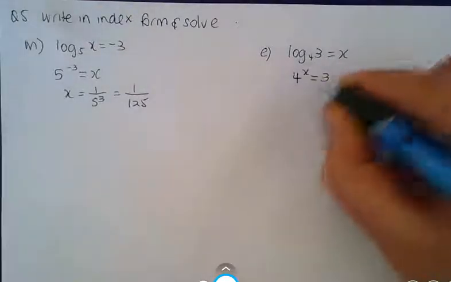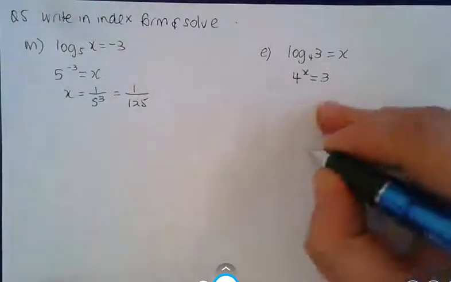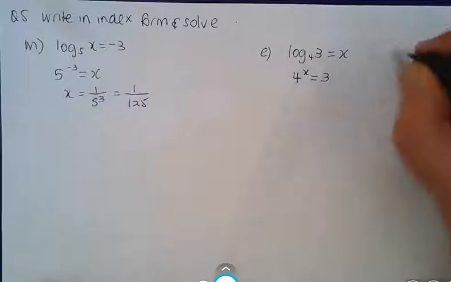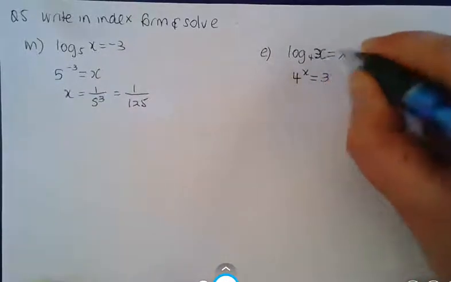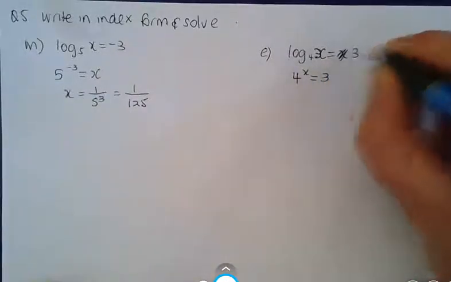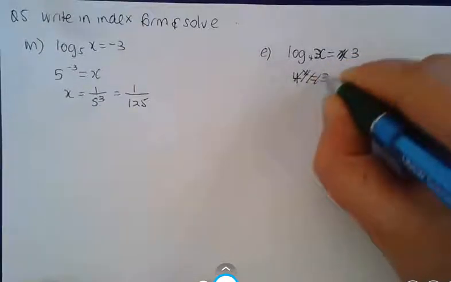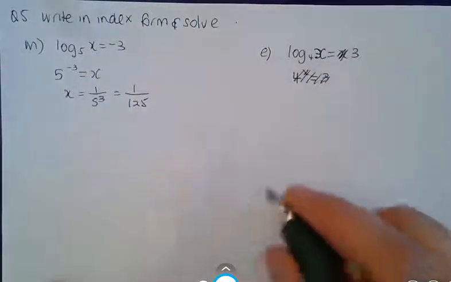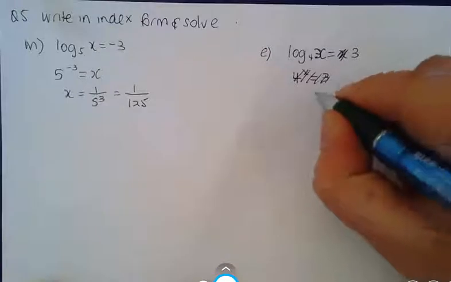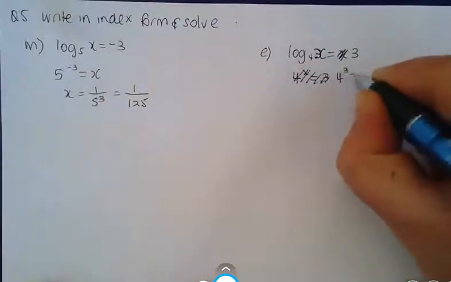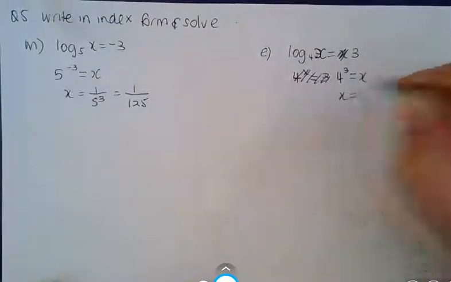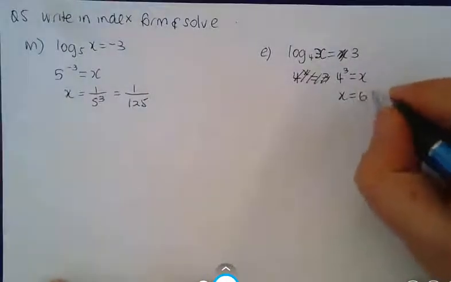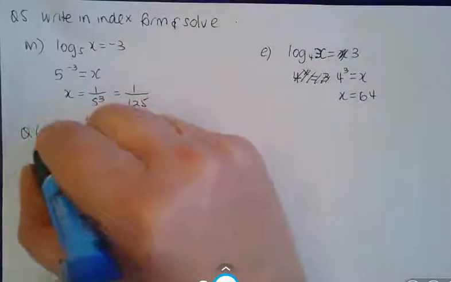You can see that you can't do that at the moment, but by the end of the lesson we'll be able to. Or actually, it's log to the base 4 of x is 3. Sorry about that. So what do we got? Log to the base 4 of x is 3. So what do we do? 4 to the power of 3 is x. So x is 64.